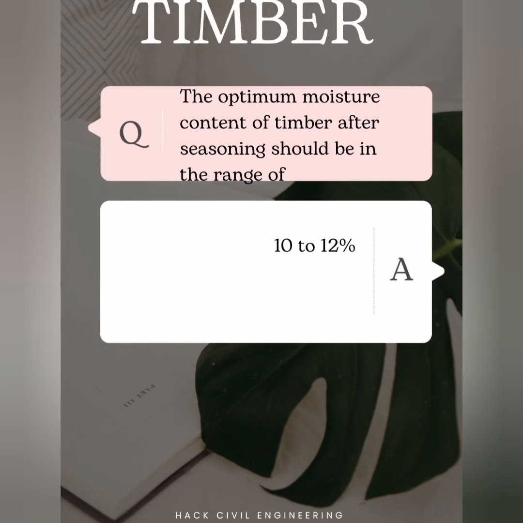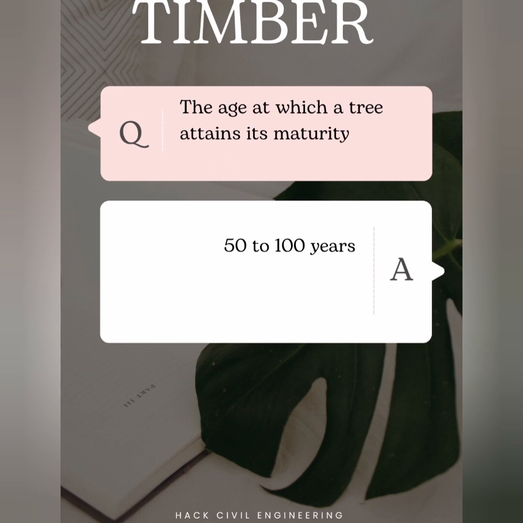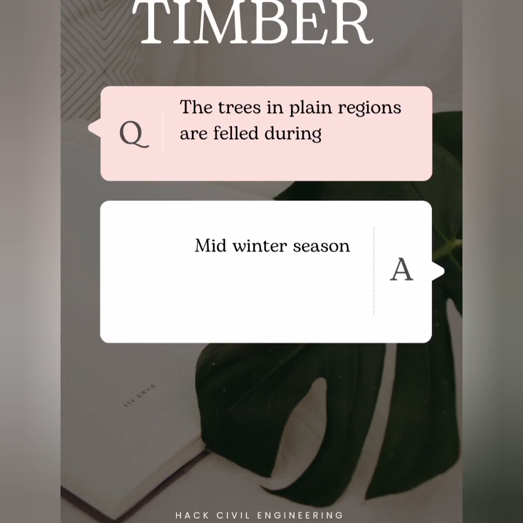The optimum moisture content of timber after seasoning should be in the range of 10 to 12%. The process of removal of moisture from timber is known as seasoning. The age at which a tree attains its maturity: 50 to 100 years. The trees in plain regions are felled during mid-winter season. The trees in hilly regions are felled during mid-summer season.